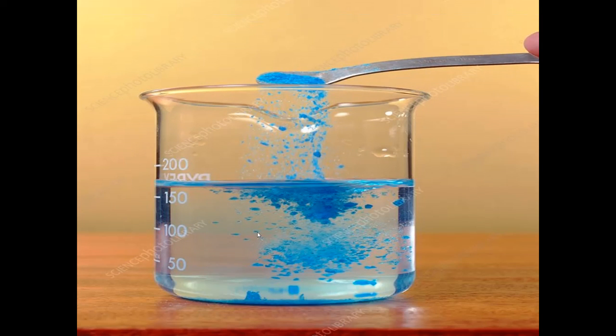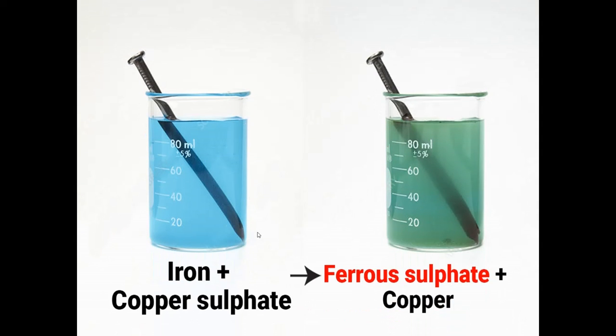Take about half a cup of water in a glass or beaker. Add a few drops of dilute sulfuric acid to the solution. You should get a blue colored solution. Save a small amount of sample of the solution in a test tube or a small glass bottle. Drop a nail or a used shaving blade into the remaining solution. Wait for half an hour or so. Observe the color of the solution.